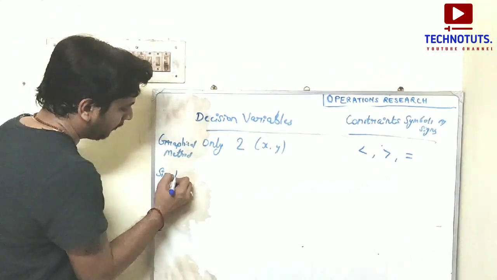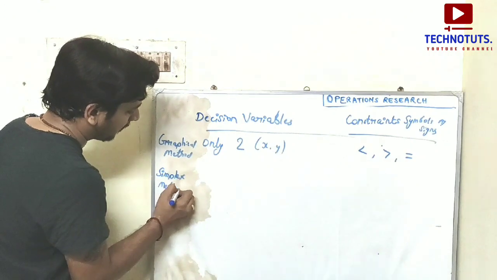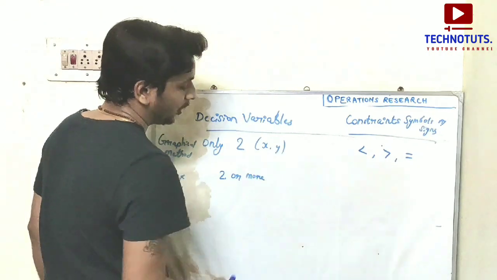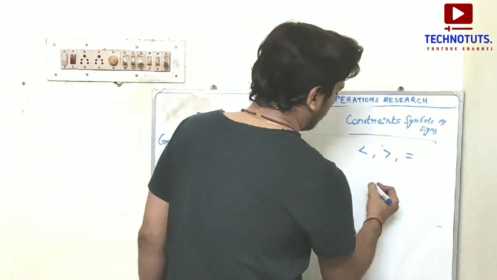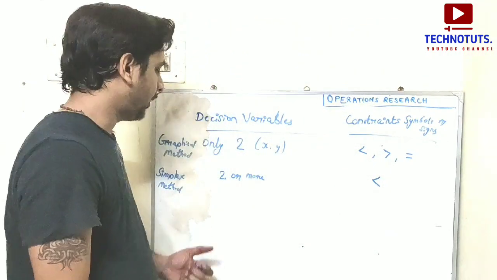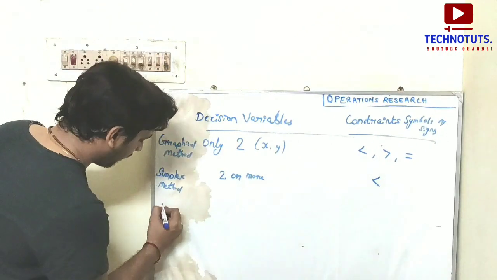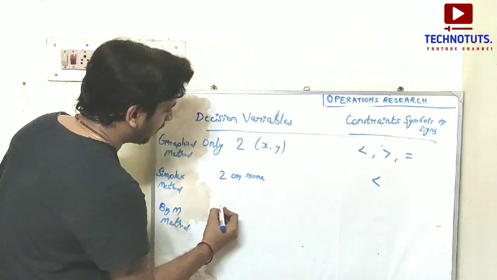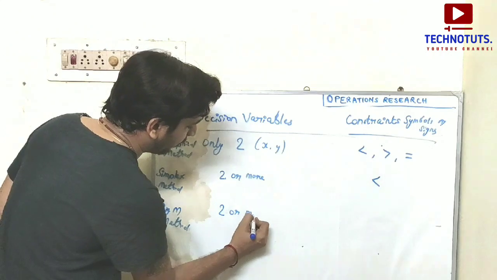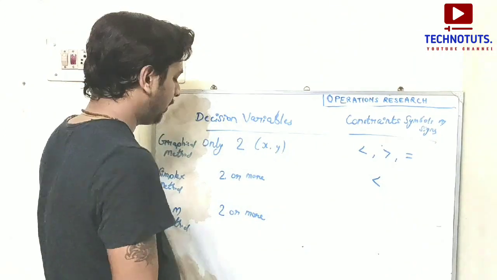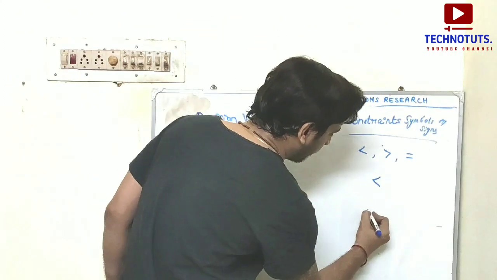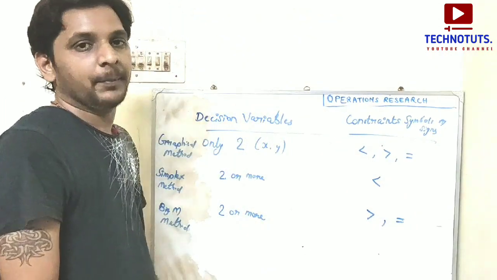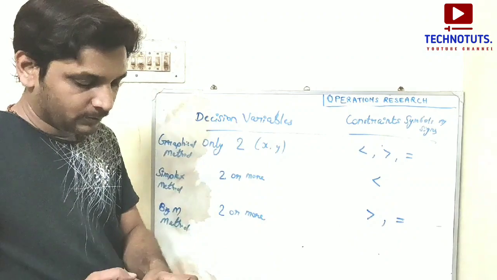Then the simplex method: when the decision variables are 2 or more, and the constraint symbol is only the less than sign, you will apply the simplex method. And when the decision variables are 2 or more and the constraint signs are greater than or equal to, then you will apply the big M method. Okay students, got it? Very good.